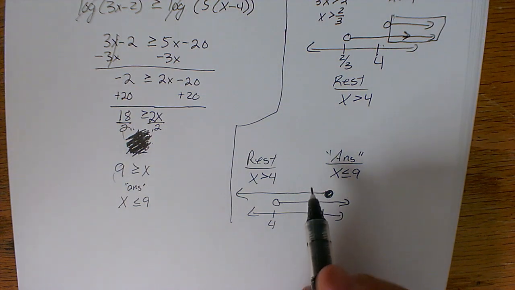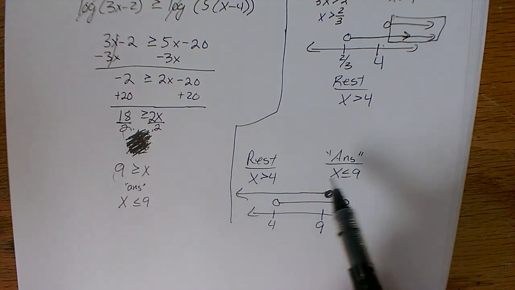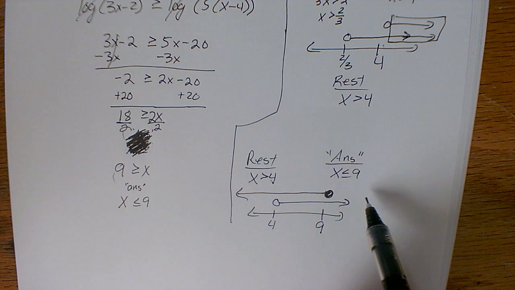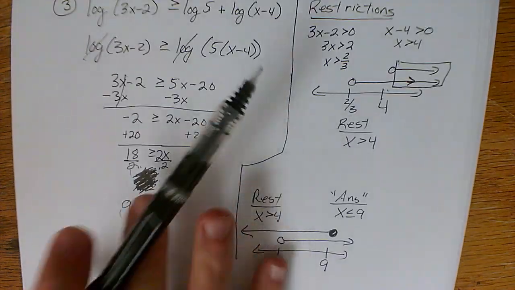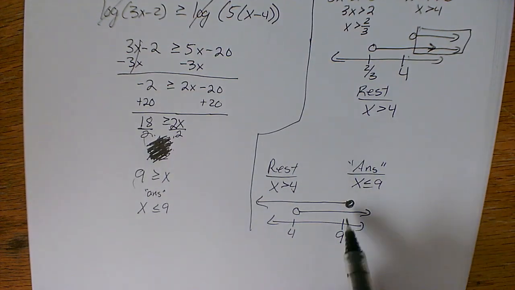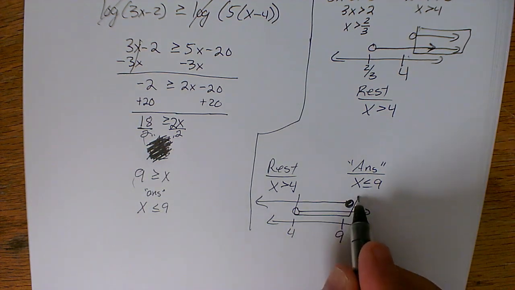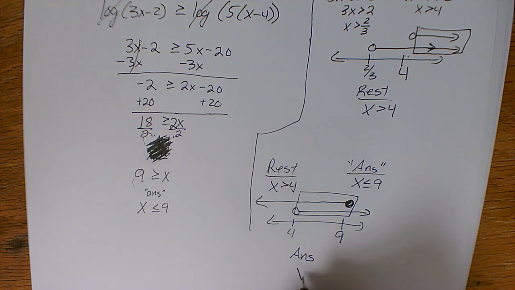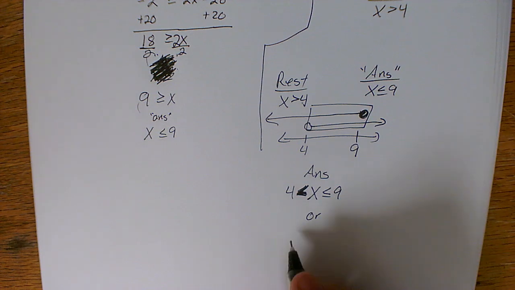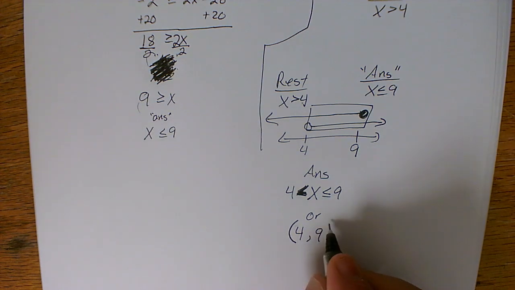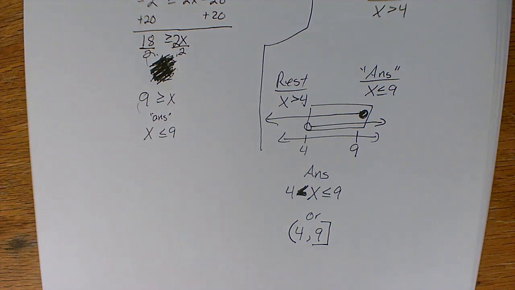So where do they overlap? Well, they overlap in the middle. And the reason why is if the answer is not bigger than 4, then it would fail the restrictions of the logs. If the answer is bigger than 9, then it fails that part of the answer. So we look at where they overlap. So your answer would really be x is less than or equal to 9, but also no equals to for this piece of 4. Or you could write your answer as 4 to 9, but making sure you use a parenthesis on the 4 and a bracket on the 9.